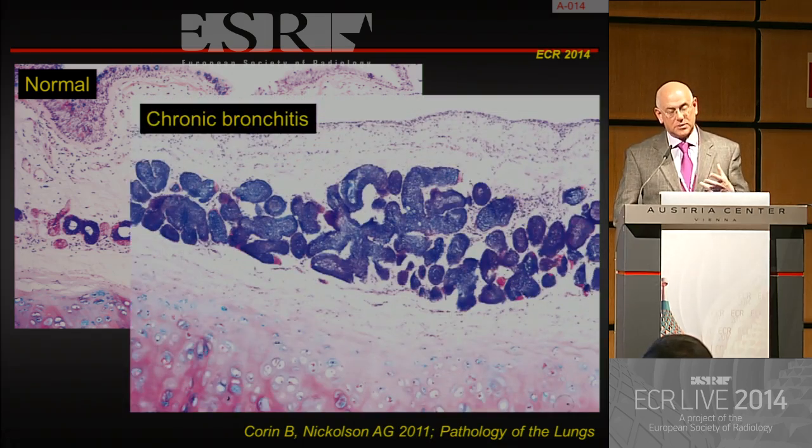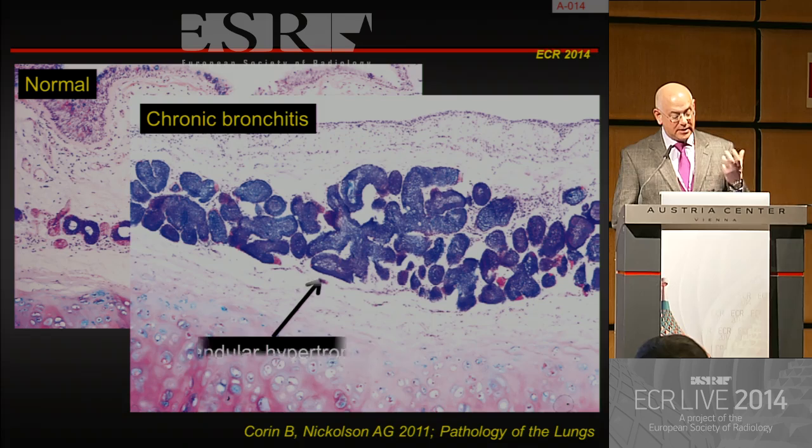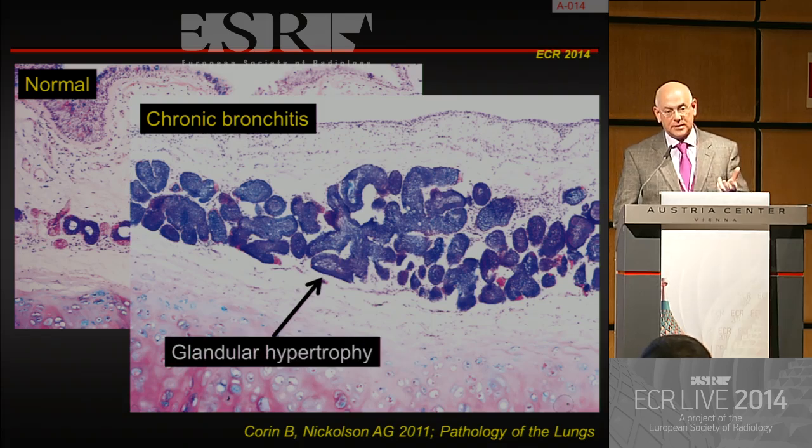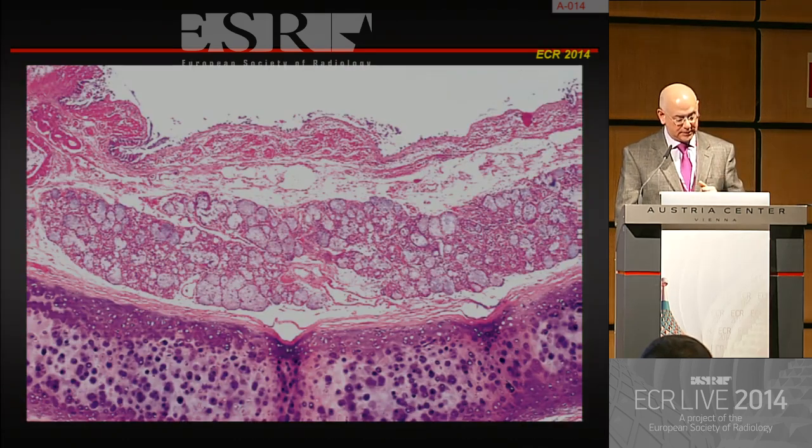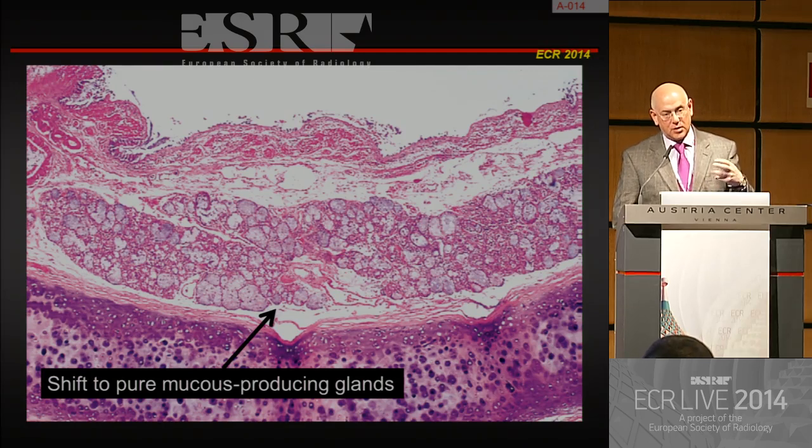This is how the bronchus looks in chronic bronchitis. And we see here the contribution of the remodeling is glandular hypertrophy. It is a hypertrophy of the mucous glands that are located in the bronchial wall. These glands do not only hypertrophy, but also there is a shift to pure mucus-producing glands. This is why patients with chronic bronchitis expectorate, have a lot of mucus production.